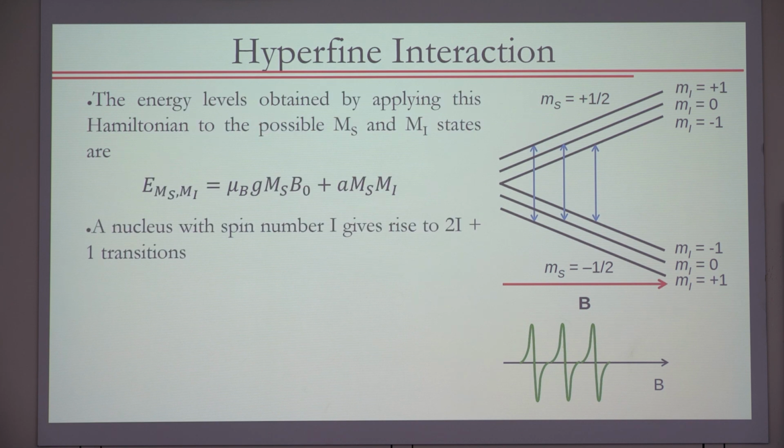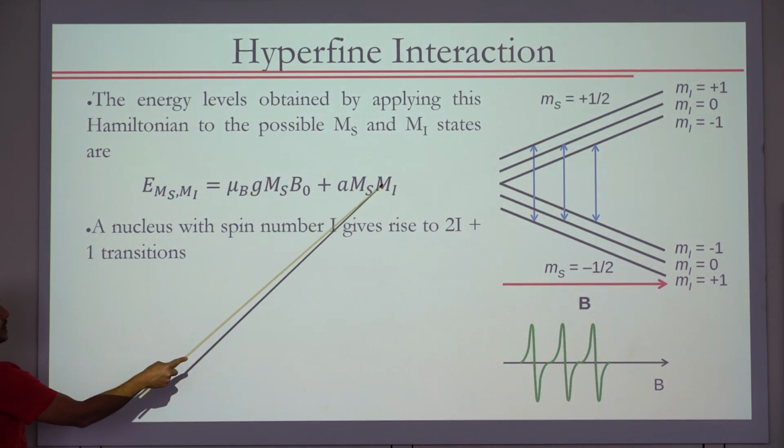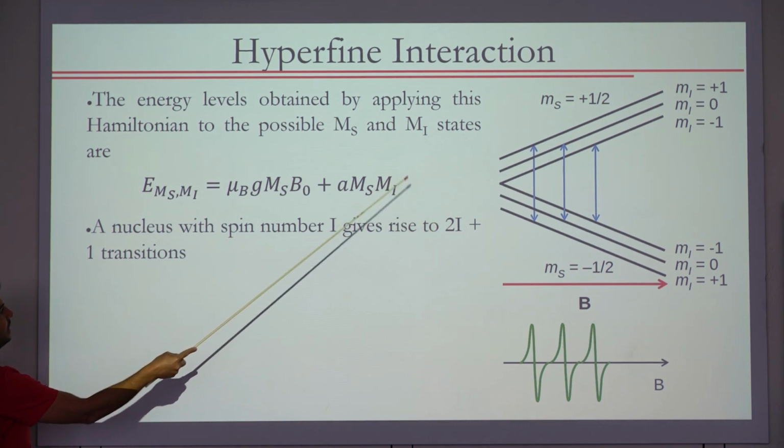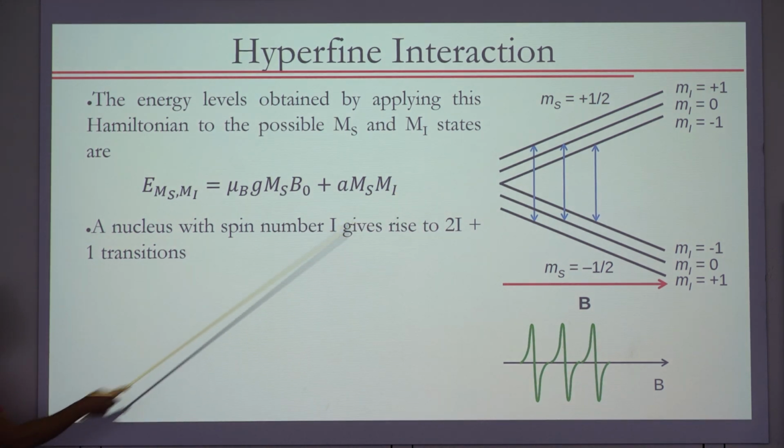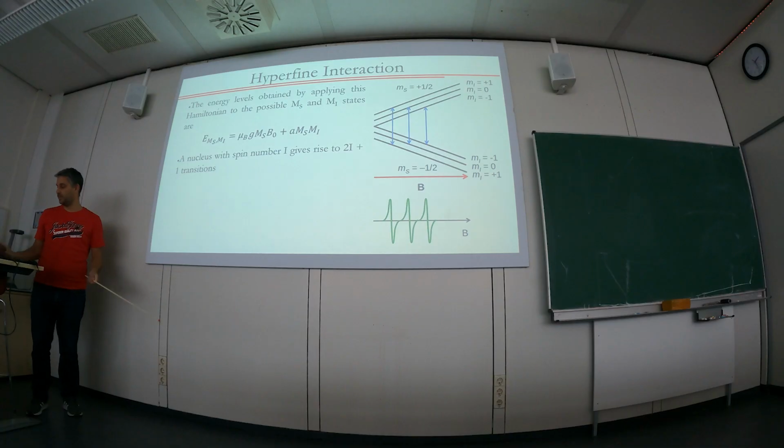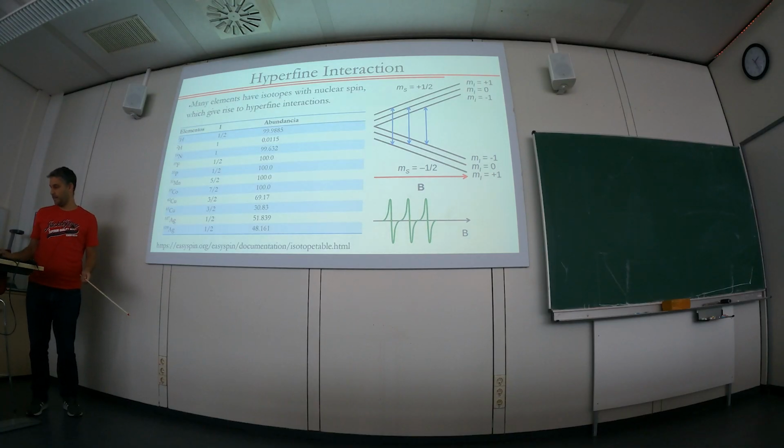And then if you calculate the energies for the different MS and MI states, where MI would be the magnetic moment projections of the nucleus, then you will have this formula. So this is MS, which will be plus minus 1/2 for one electron, and this will be plus minus 1/2, and for the case of, let's say, 14 nitrogen, it will be plus 1, 0, or minus 1. So you can calculate the different energy levels. That's what is plotted there.